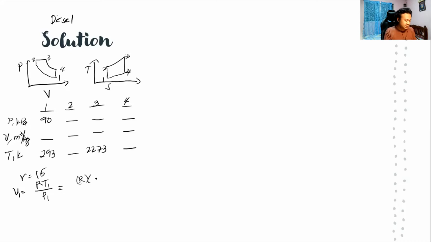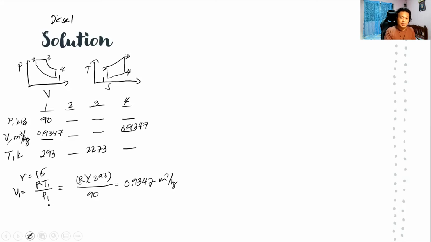We will not write that here. It's just 0.2871, and then 293, and then 90, diba? So, and then you can get 0.9347 meters cubed per kilogram. So let's just put that here for state 7. So notice that states 4 and 1 have the same volume. So let's put that there.